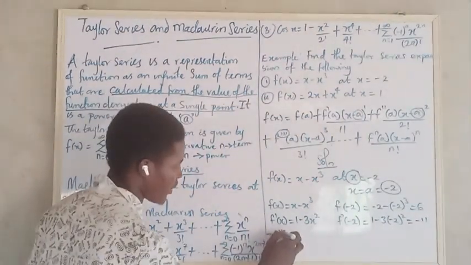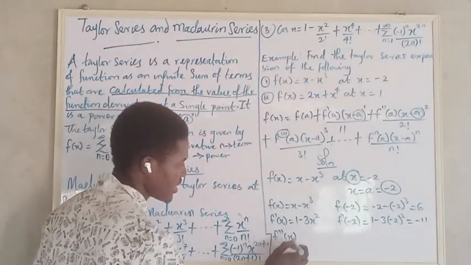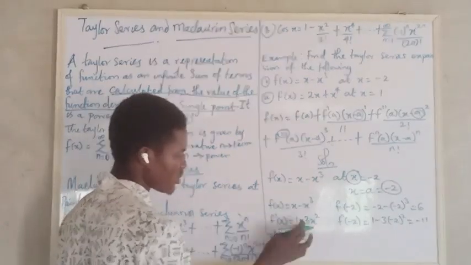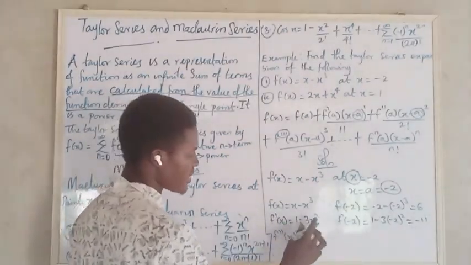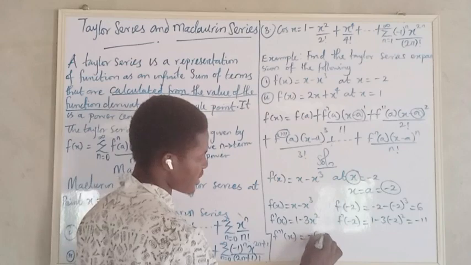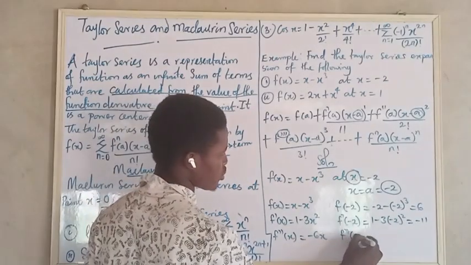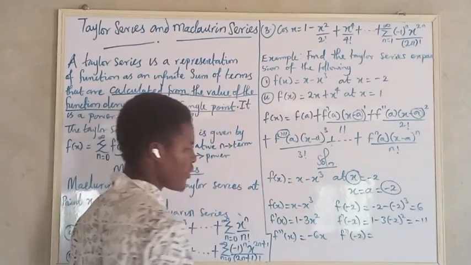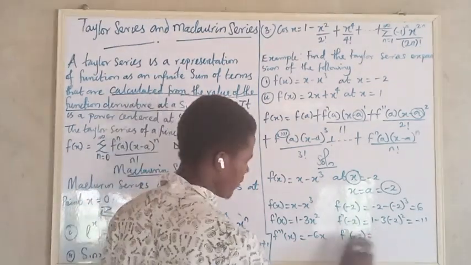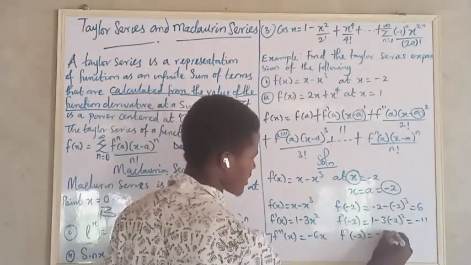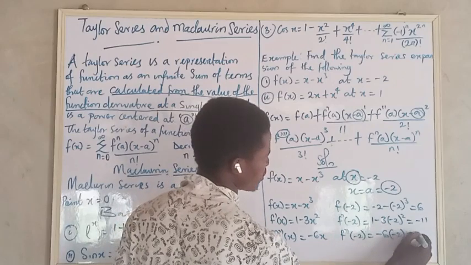Then f prime prime of x. F prime prime of x now, you are going to differentiate this again. If you differentiate this now, you will have what? Minus 6x. Are you seeing that now? Then you now do f prime prime of minus 2 also. F prime prime of minus 2 will be what? Minus 6 into minus 2, which will give you what?